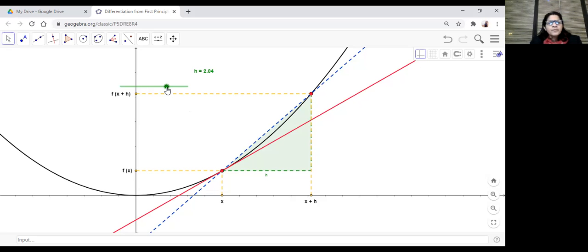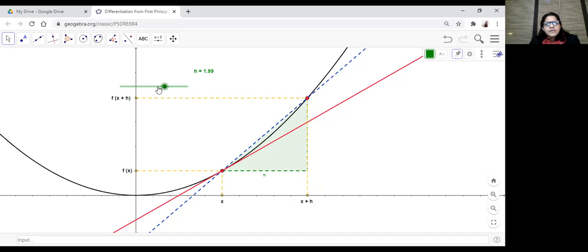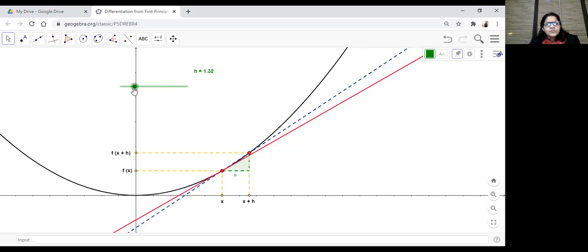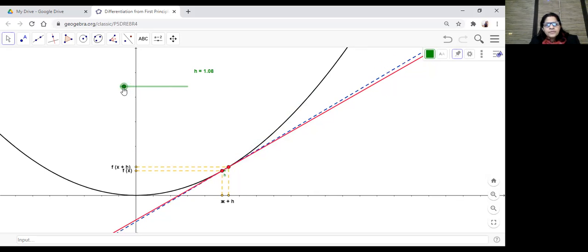Now my purpose of showing you is, when h approaches 0, what will happen? You see, when h approaches 0, h is becoming smaller and smaller, and finally it is 0. When h is very, very small, instead of a second line, you are getting a tangent line.